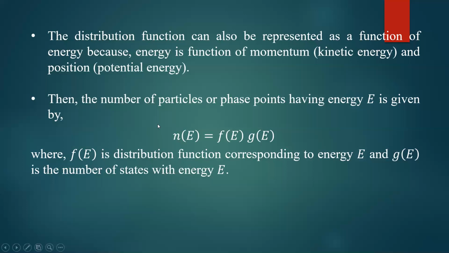So basically, the number of particles or phase points having energy E is given by this expression, where n(E) represents the number of particles having energy E, which is equal to the distribution function f(E) times g(E). This f(E) is the distribution function, which is a function of energy, and g(E) is called the density of states, or the number of available states with energy E, because particles have to be distributed in the available states, and that distribution should be in accordance with f(E), and that will give you the total number of particles present in that particular energy E.